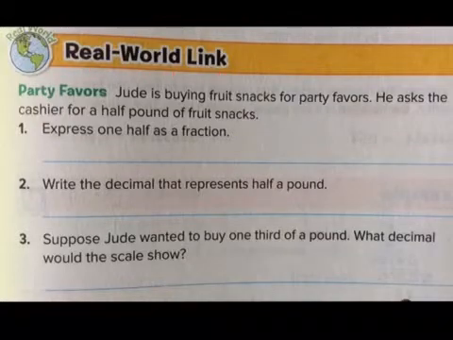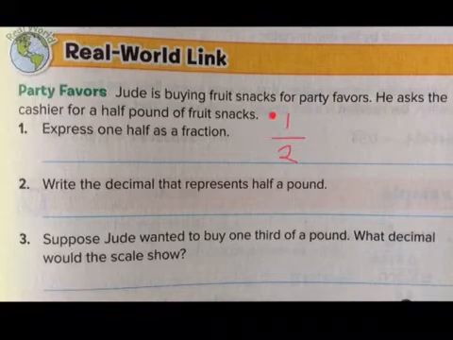Real world link. Party favors. Jude is buying fruit snacks for party favors. Party favors are the gifts you give to people at birthday parties or so on. He asks the cashier for a ½ pound of fruit snacks. Express 1/2 as a fraction. There it is in the simplest form, right? ½ pound. 1 part of 2 parts. Write the decimal that represents ½ pound. Well, we know that we can write that as a decimal as 0.5.